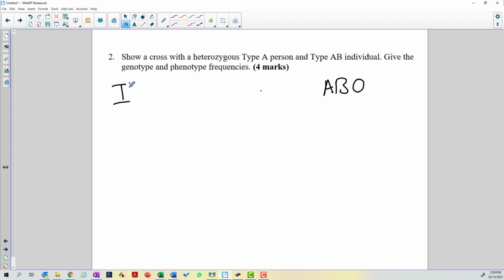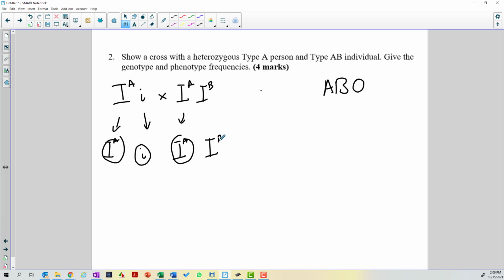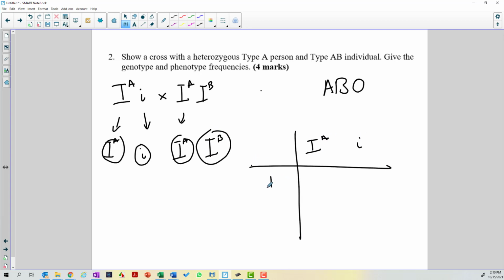So heterozygous type A looks like this. A type AB person looks like this. The gametes this person can produce are an IA gamete and an i gamete. The gametes this person can produce are an IA gamete and an IB gamete. So I run my Punnett square here. IA IA, IA IB.